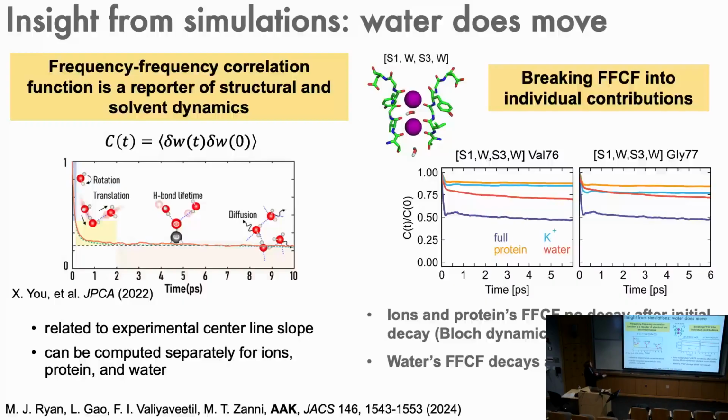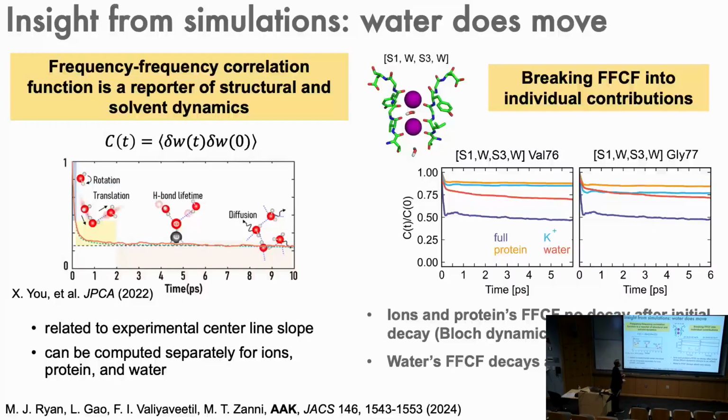Typically, it looks like this. If it's normalized, it starts from 1. There's a big initial drop that's caused by local rotation and translation. Then there's a slower decay on about a few picosecond time scale. If you have hydrogen bonding, it contributes to it. And on a longer time scale, diffusion would contribute to it as well. In our case, the longer time scales due to ions would be nanoseconds. All right, this is just general. This is a very nice illustration, but this is not the result.